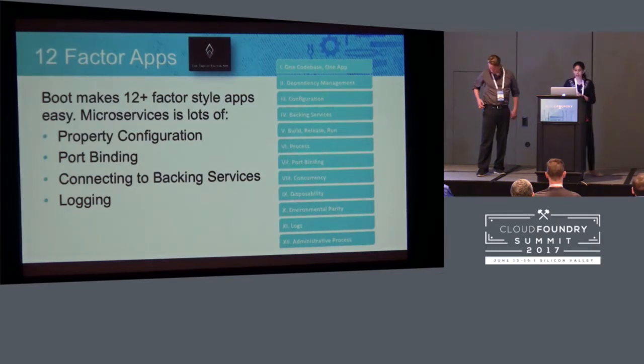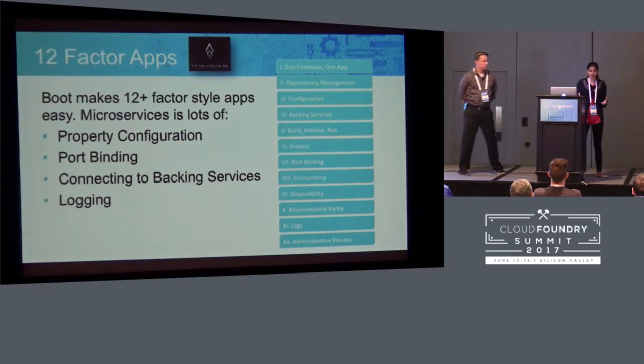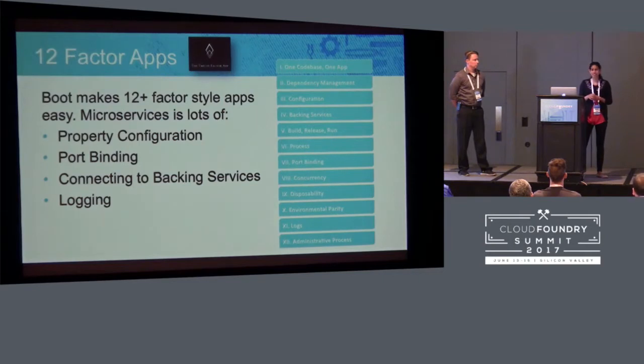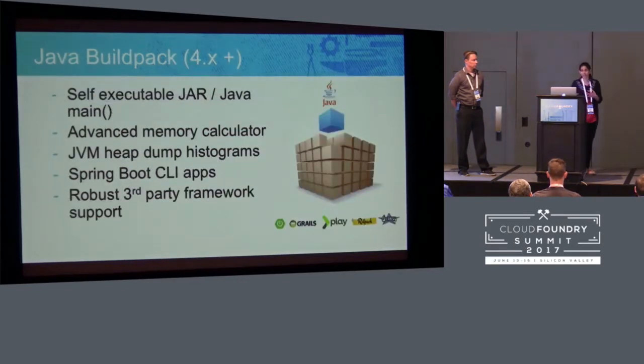And finally, logging. The Spring Boot application, by default, logs to standard out. When the application is pushed to Cloud Foundry, a log aggregation component such as Loggregator can aggregate these logs, and you can send them off to an external log analysis tool such as Splunk. So these are just some of the factors of a 12-factor application, which are really easy to build in with a Spring Boot application. And that's why I think it's really great if you use Spring Boot.